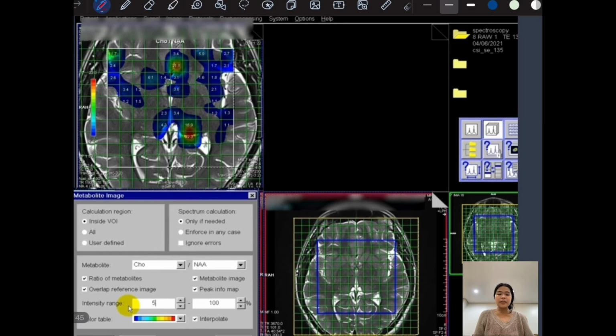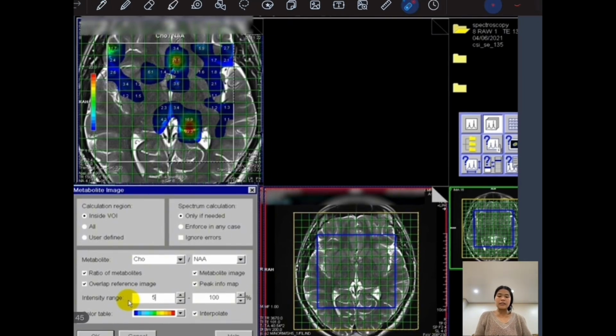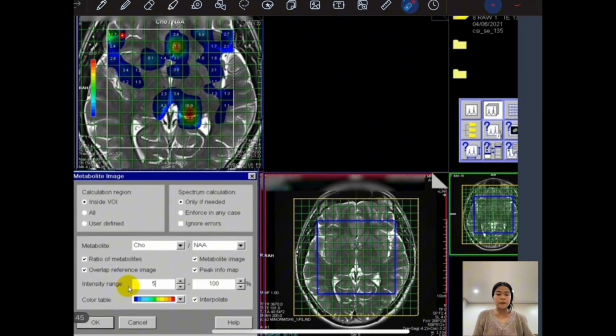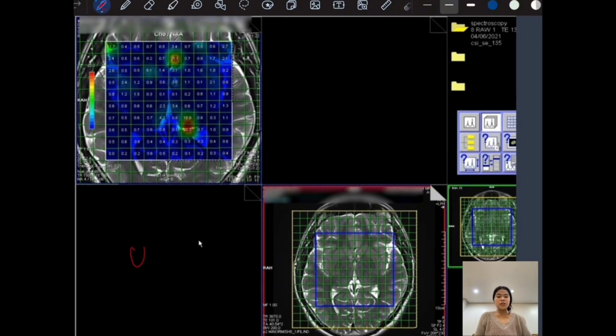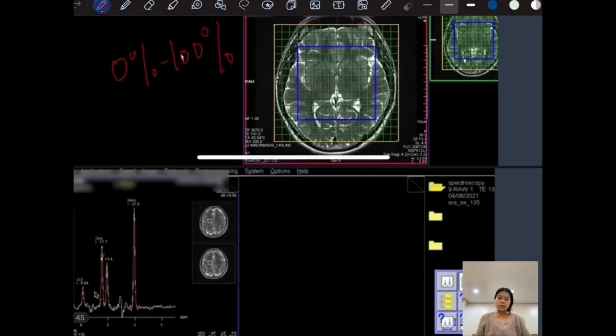So with a 5% intensity range, we can see more metabolites in other areas compared to the 20% intensity range. And with a 0 intensity range, we can see all the metabolic concentration levels within the voxels in our VOI. So with this approach, we can clearly localize where and which area has abnormal metabolic concentrations.